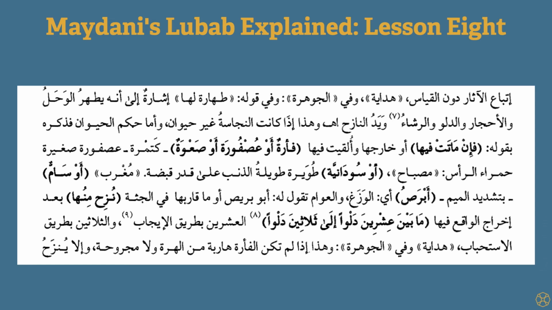أو سام بتشديد الميم. أبرص, which is what الوزع, a gecko, like a lizard, right? والعوام تقول أبو باريس, from أبرص, right? أو ما قاربها في الجثة. So these animals and birds, or that which is similar to them in size, like a ferret, for example, right?